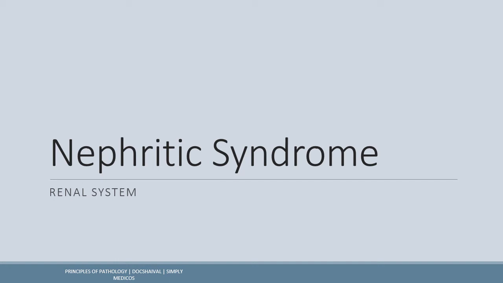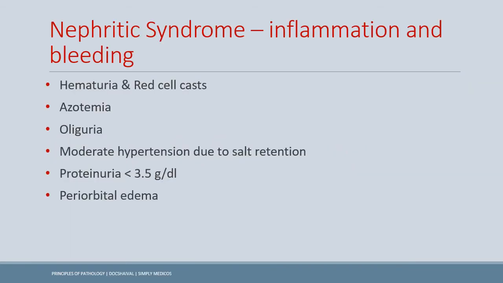Hey everyone, let's resume with the topic of the renal system, and today we are going to understand nephritic syndrome. Now, nephritic means inflammation, itis. Itis shows inflammation. And now if there is inflammation in the glomerulus, there would be bleeding and that would cause hematuria. Okay, let's get one step backwards.